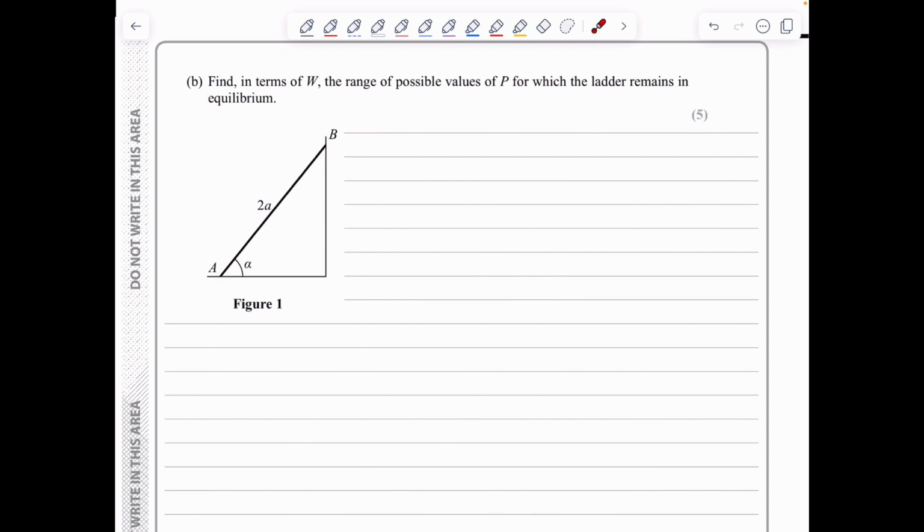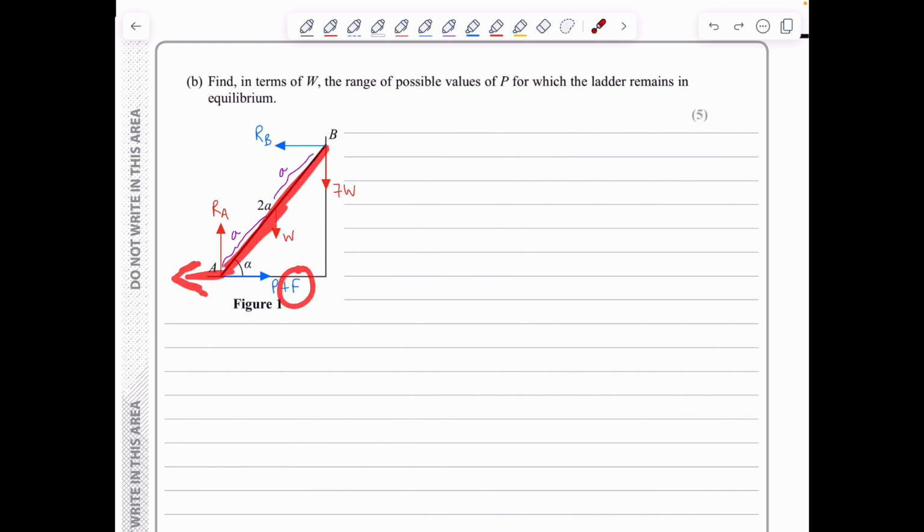We've got the weight in the middle, so the distances are A and A. We've got the weight of the builder, 7W, the reaction at B, which is RB, and a reaction at A pointing upwards. We also have the force provided by the assistant, but also a frictional force. We are modeling this as the ladder wanting to slip and go to the left, and therefore we've got a frictional force opposing this.